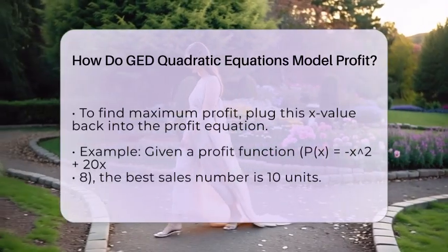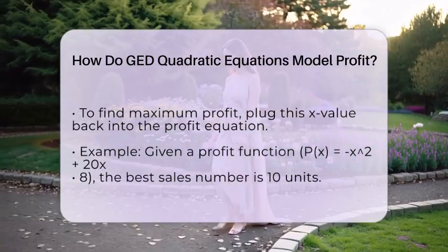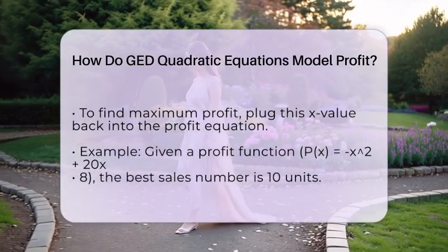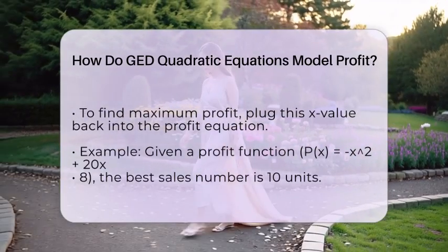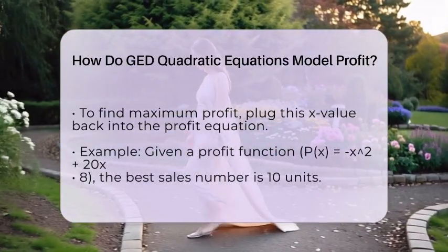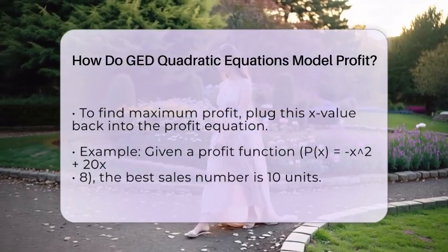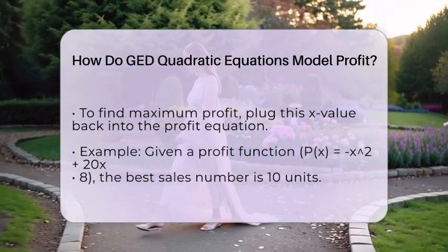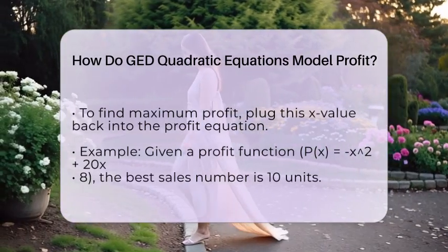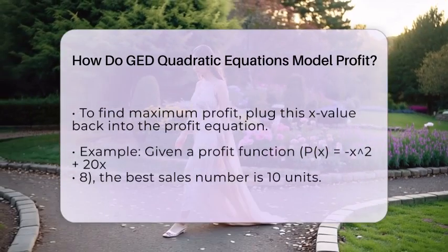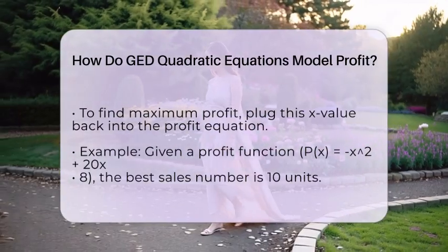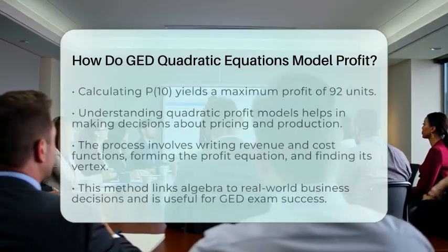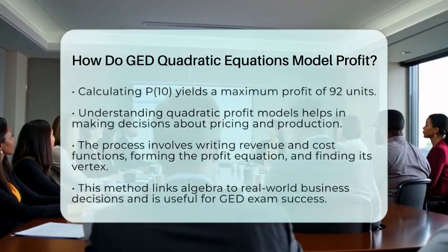To find the best number of items to sell, you use the formula. x = -20/(2 × -1). That simplifies to 10. So, selling 10 items gives you the highest profit. When you plug 10 back into the profit function, you get P(10) = -100 + 200 - 8, which equals 92. So, selling 10 items makes you 92 units of profit.